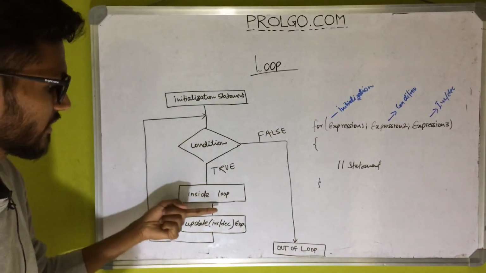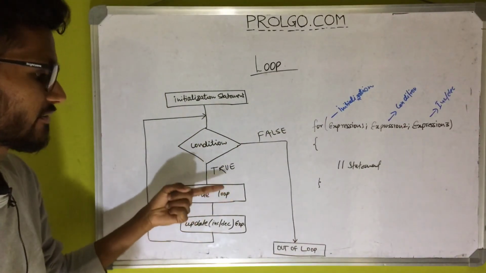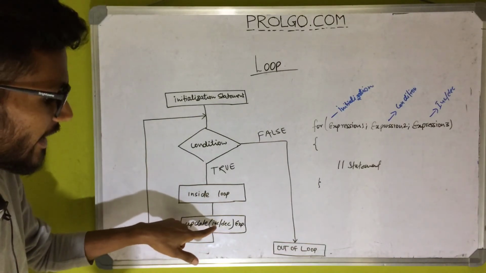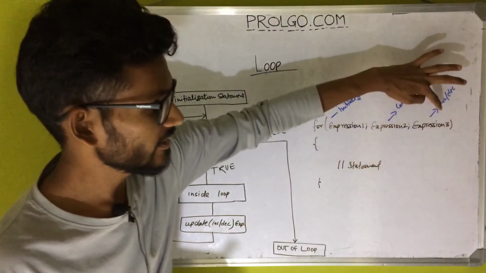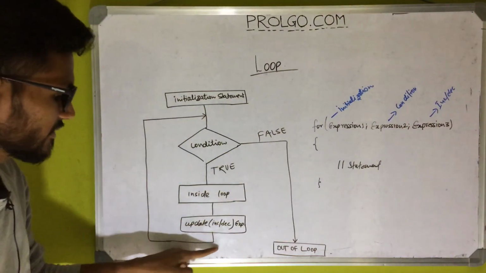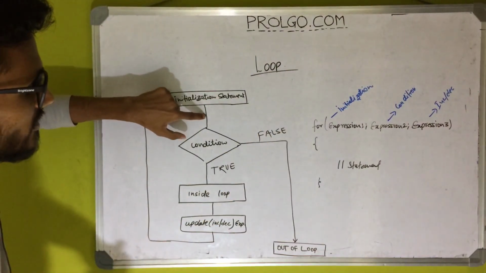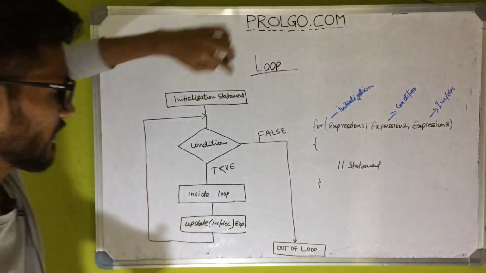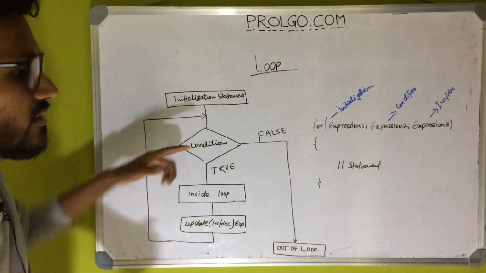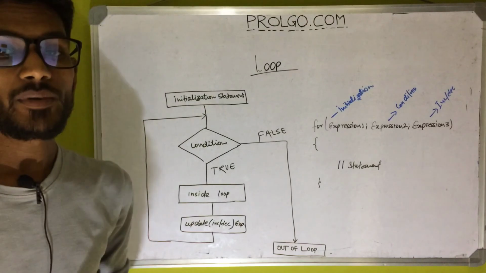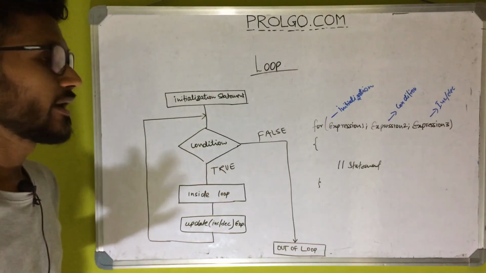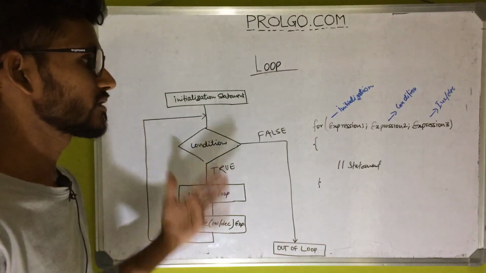If it is true, it comes inside the loop, and after executing all the statements, it goes for updating, either increment or decrement, like here expression 3. And after that it again goes for condition checking. So after updating, it comes here and again checks the condition. Okay, that's all. I hope now you have a clear picture of how control flow of the for loop works. Now let's see some examples based on for loops.